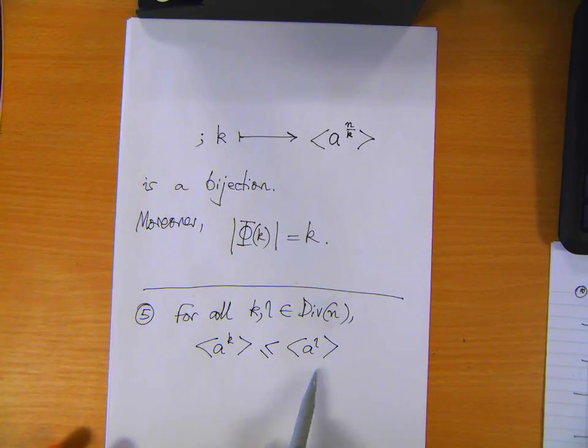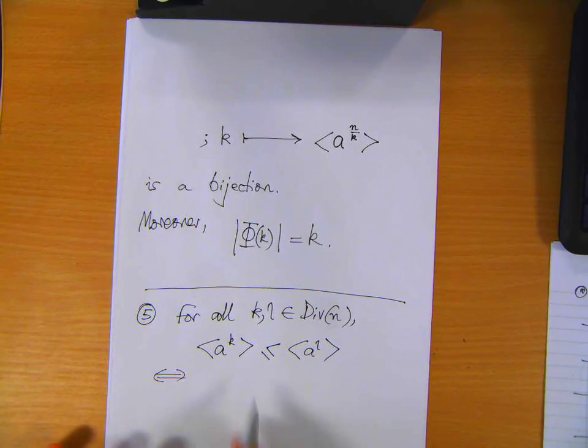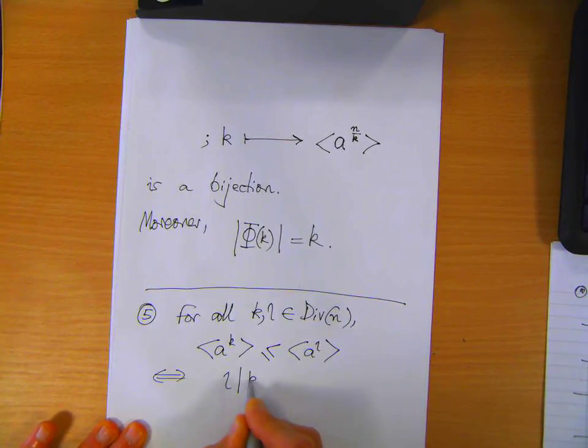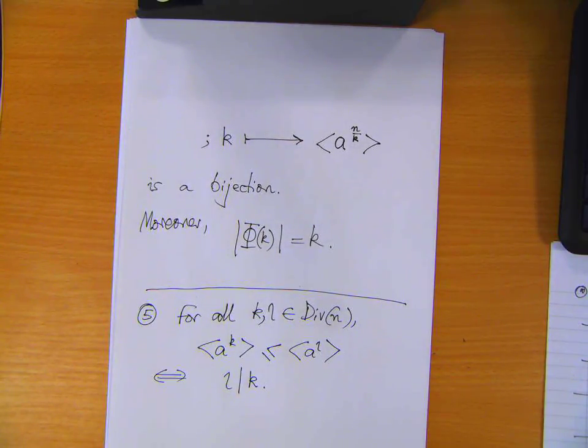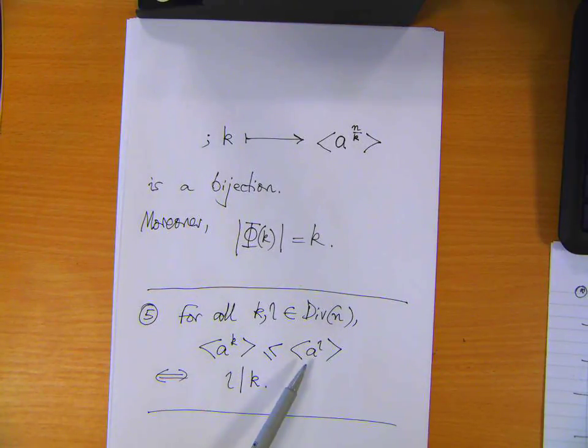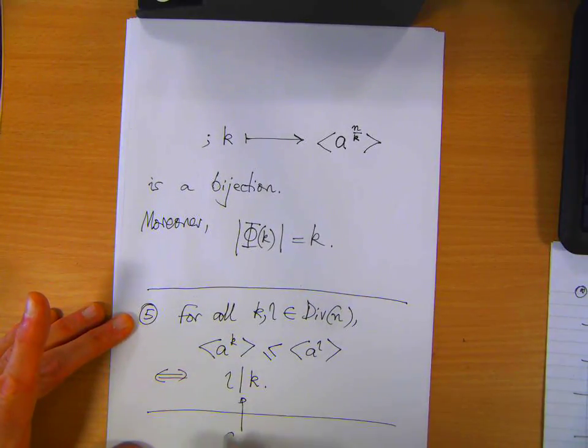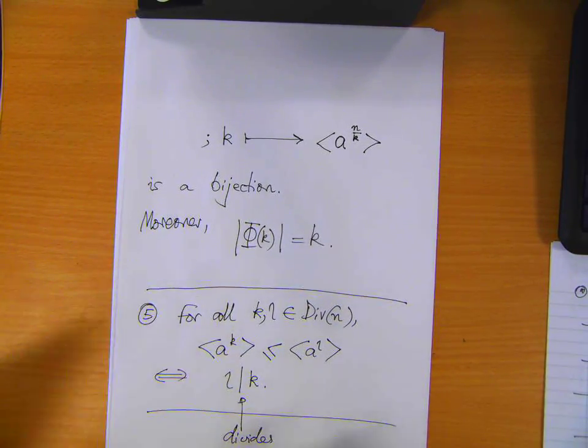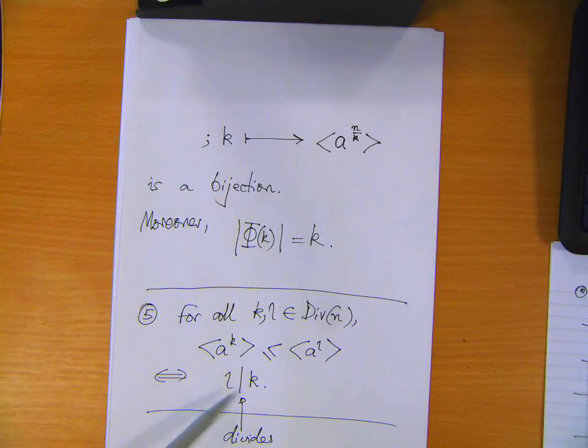Well, the first is a subgroup of the second. Again, it's a number theoretic result that the first is a subgroup of the second if and only if the second power is a divisor of the first one. So this vertical line means divides. So this says L divides K, or if you want to think of it the other way around, K is a multiple of L. And again, that's not too difficult to prove given the ingredients I've already mentioned.